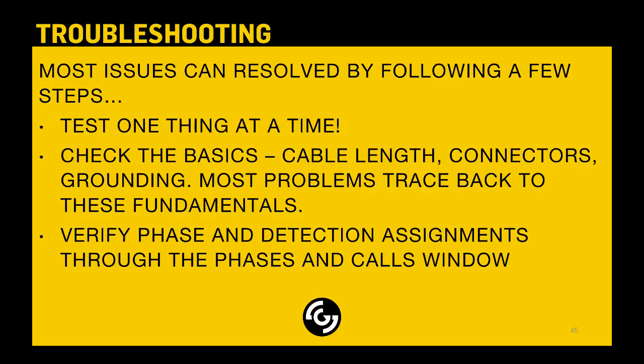Next is always checking the grounding. If you have intermittent or no cameras, that's usually a good place to start, is looking at the grounding of the intersection. And then if you're just having problems with detection in general, using the phases and call window can help guide you into understanding when this phase is making a call, is it showing up on GRIDSMART but not on the controller? It may point you to looking at the wiring and make sure that the wires have been landed correctly or assigned correctly in the controller.